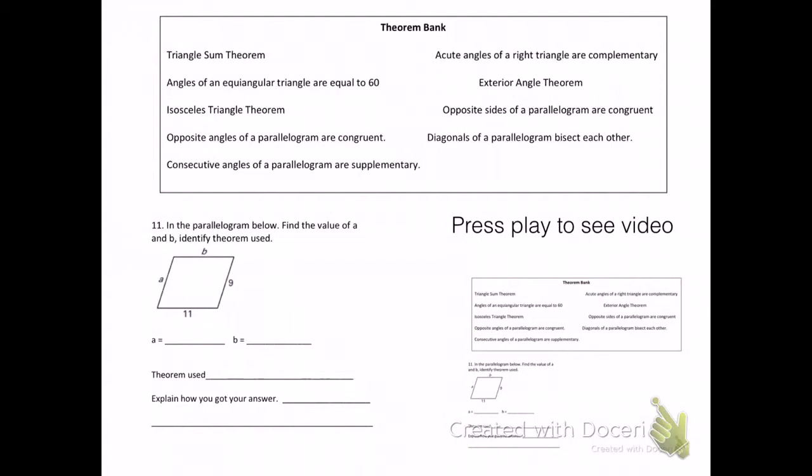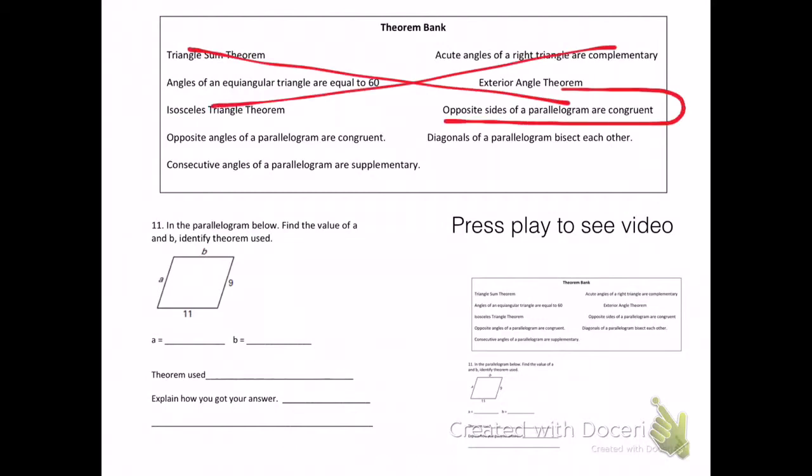Number 11. In the parallelogram below, find the value of A and B. Identify the theorem used. Well, I notice that A and B are sides. I know I'm not looking in triangles, so it's not any of these. So it says opposite sides of a parallelogram are congruent.